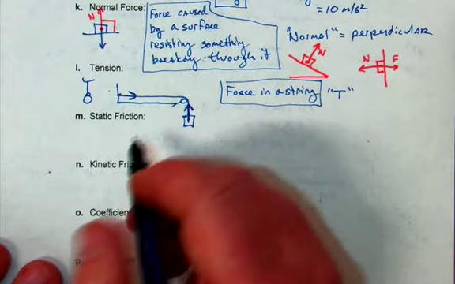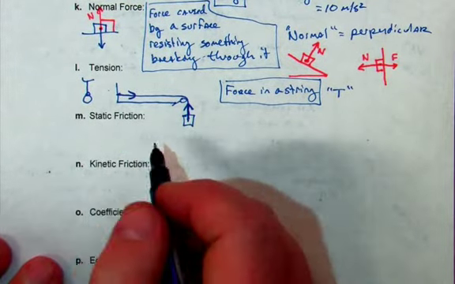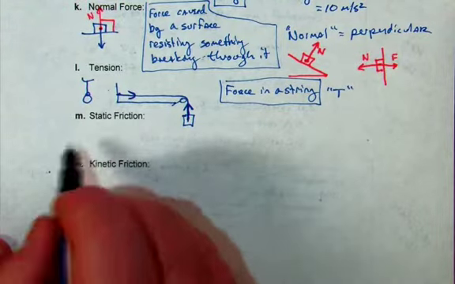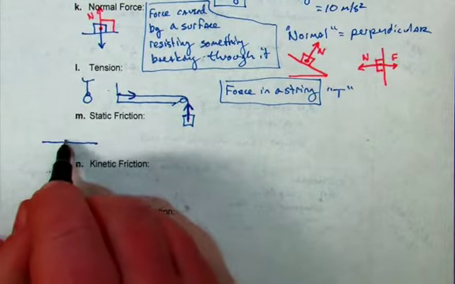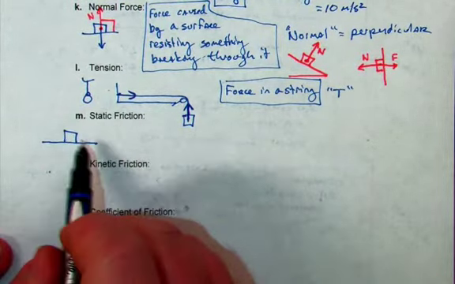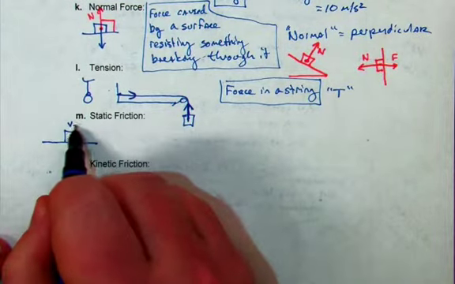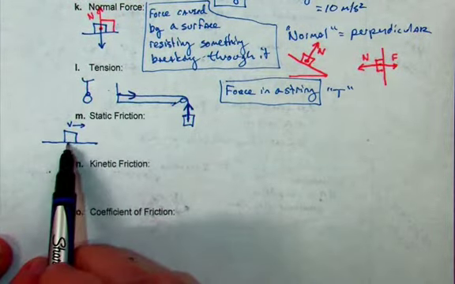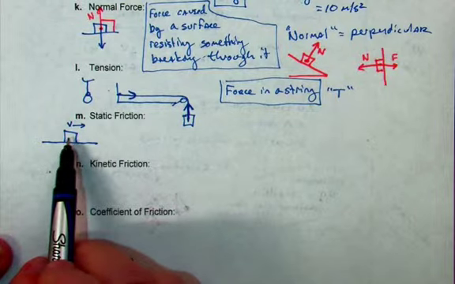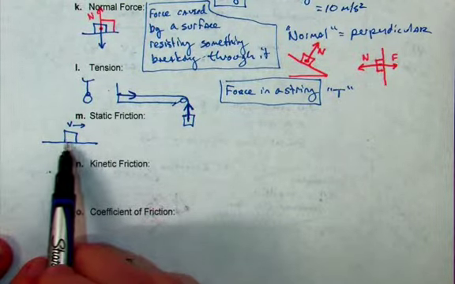Static friction. Friction is a force that opposes the relative motion of two objects. So if I have a block on a surface, and let's say that block is moving with a certain velocity, friction is a force that tries to oppose that velocity, that sliding between the surfaces.